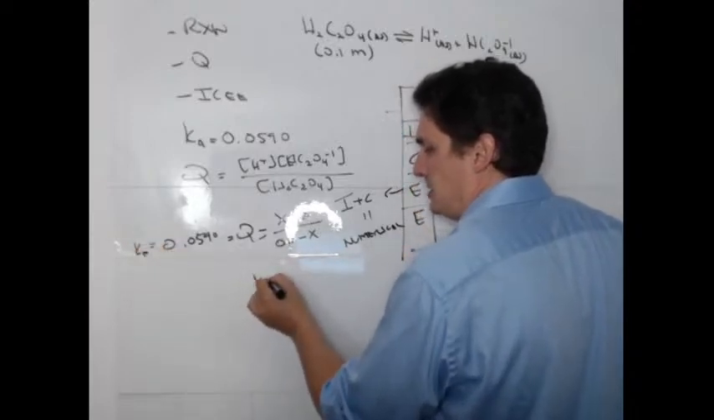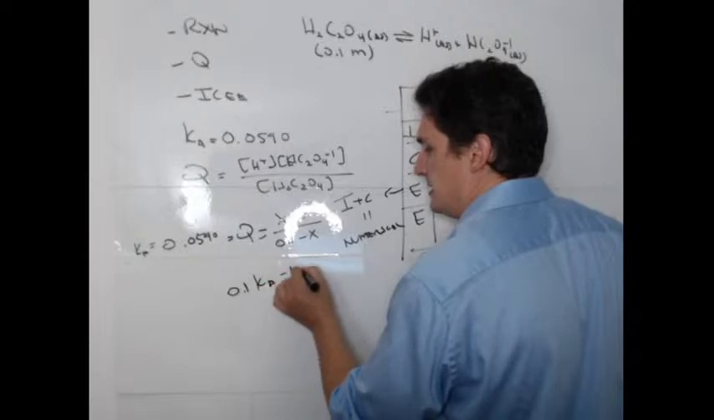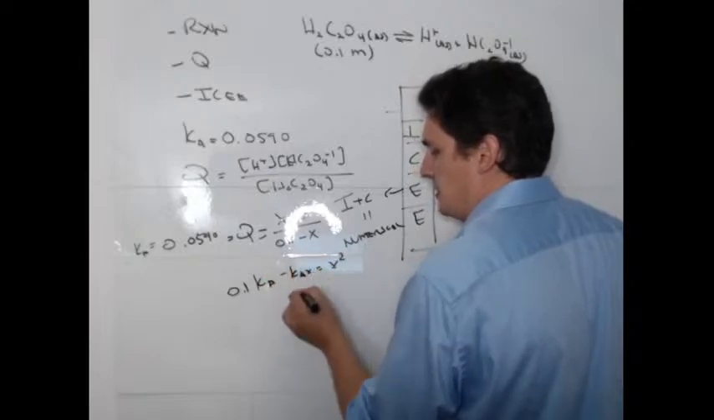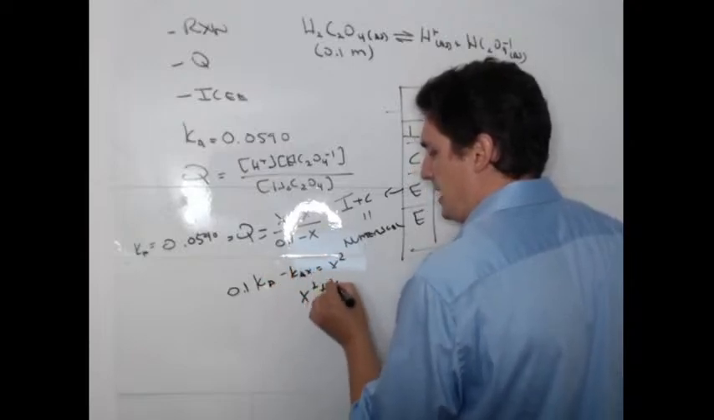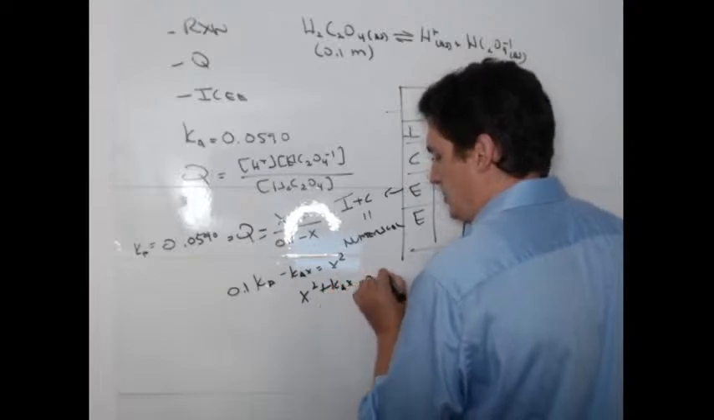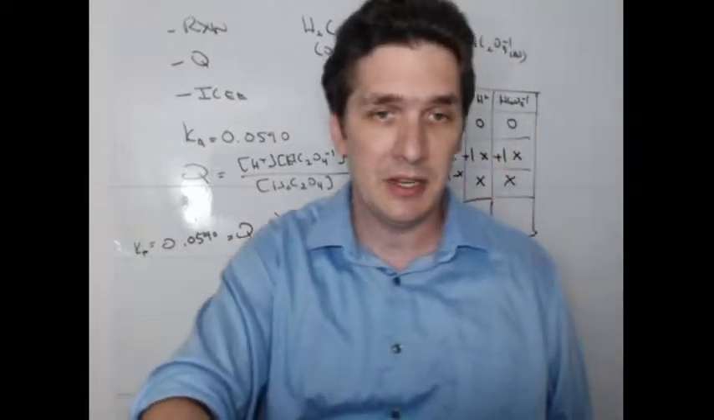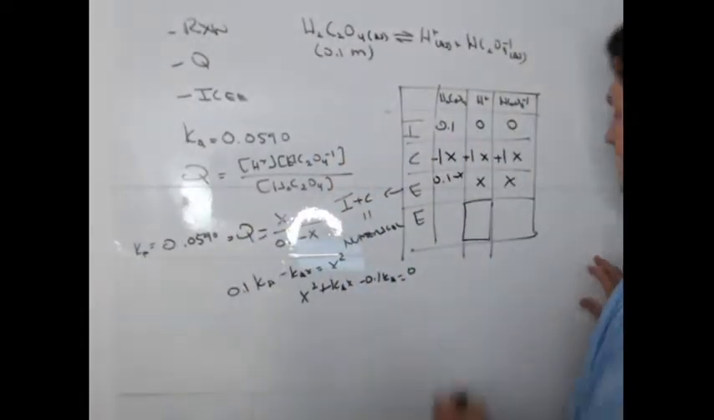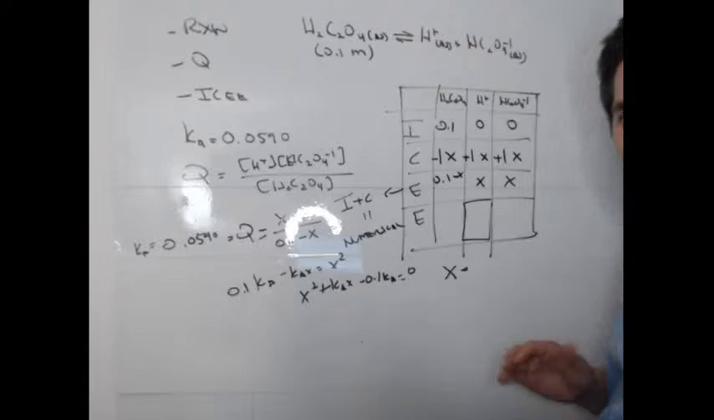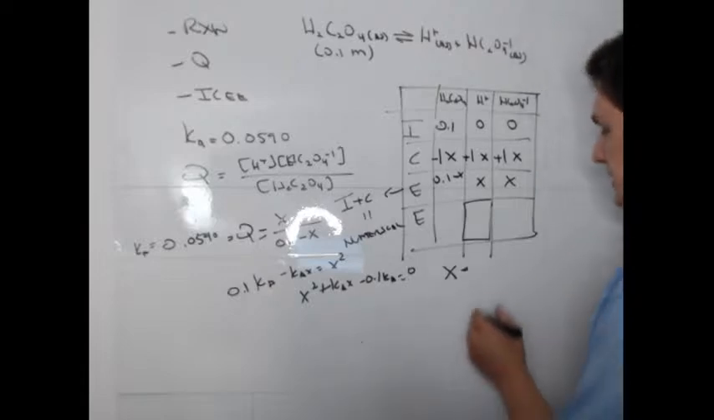So I can rearrange: 0.1 times Ka minus Ka X equals X squared. So X squared plus Ka X minus 0.1 times Ka equals 0. Now I can just use the quadratic formula and solve for X. In this case you're going to get two roots. The one that works is 0.0528.